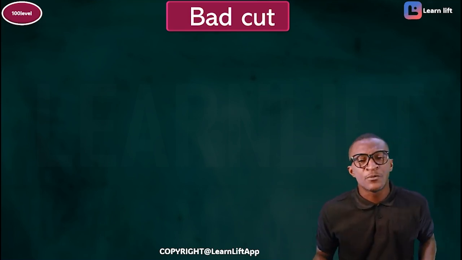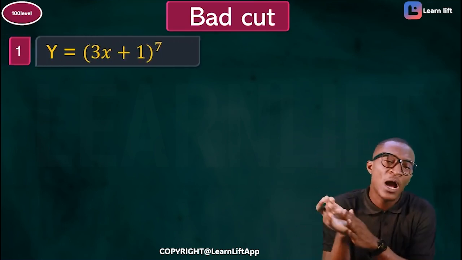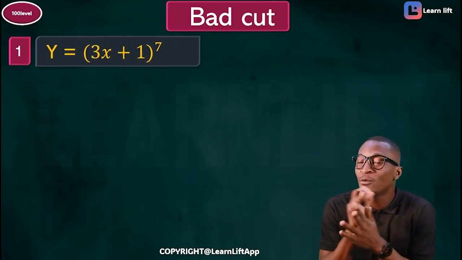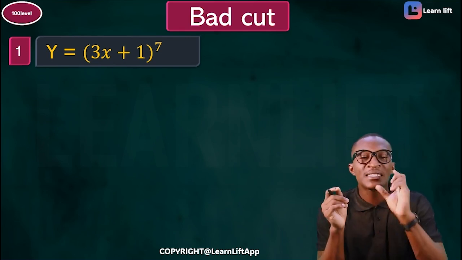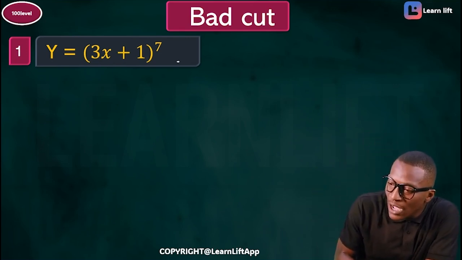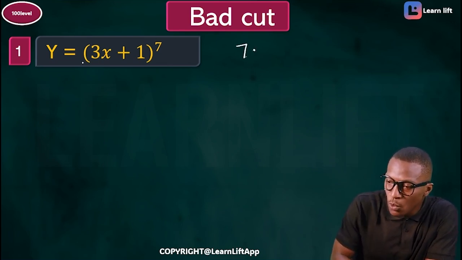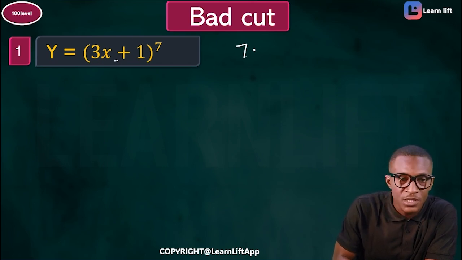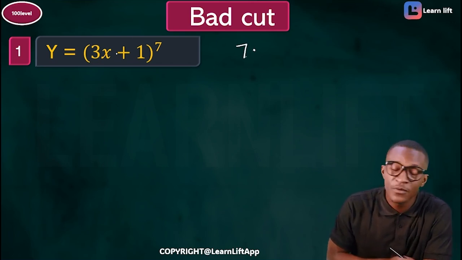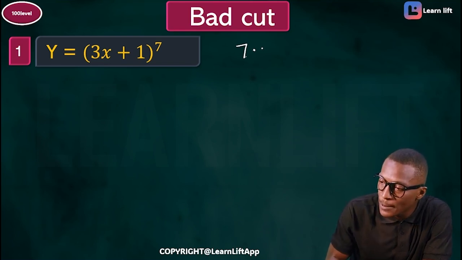The bad cut is very simple. Now, give me the question. See what I'm going to do. One step in the exam, I'm done. The first thing I'm going to do is carry this power, 7. Then differentiate what is inside. To differentiate 3x plus 1, you're going to get 3. So I'll multiply it by 3.